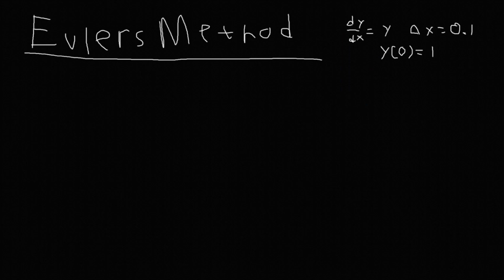Alright, so we have our first little setup here. We have dy/dx, and we're just going to have it be equal to y for now. Our delta x is going to be 0.1, the little step size, the increase in x that we saw earlier. And this y of 0 equals 1 is just our initial starting point. So if you think of this as x comma y, 1 is your y value and 0 is your x. So our y-intercept is 1.